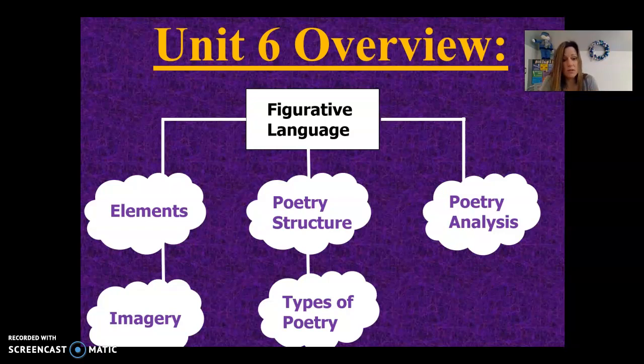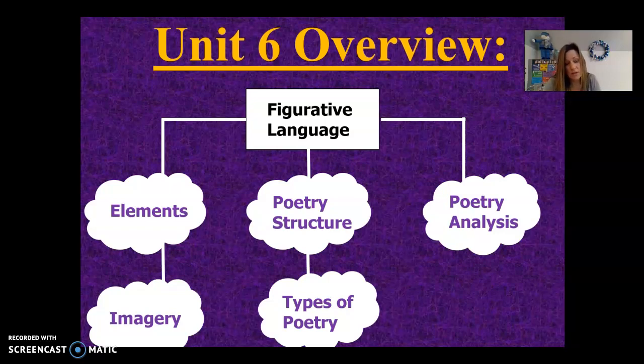So the final assessment for this unit, you'll get to either choose a song or a poem to analyze and to present on, that you will know how to put all of those different elements together with the structure to be able to analyze a piece of poetry or music, okay? So I just like to give that overview to kind of let you know where we're going along the way so that you know what the final outcome will be.